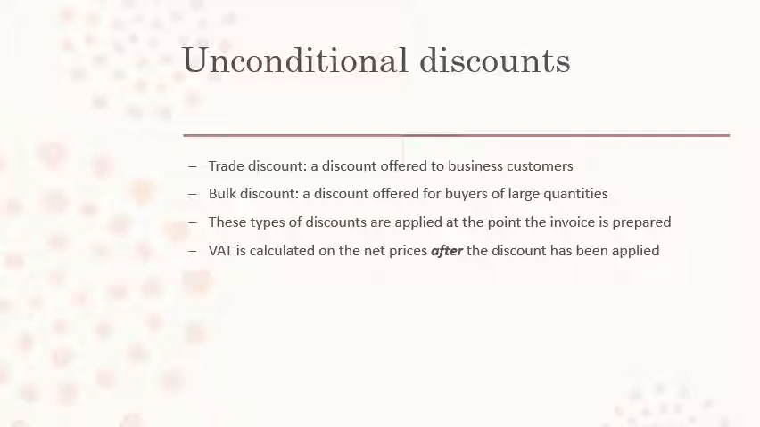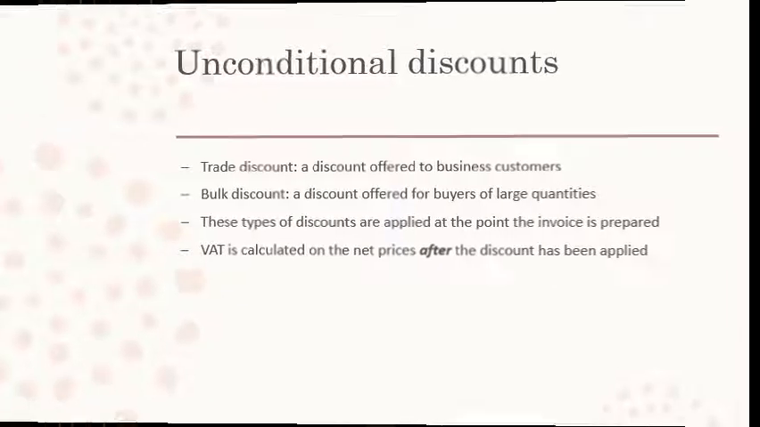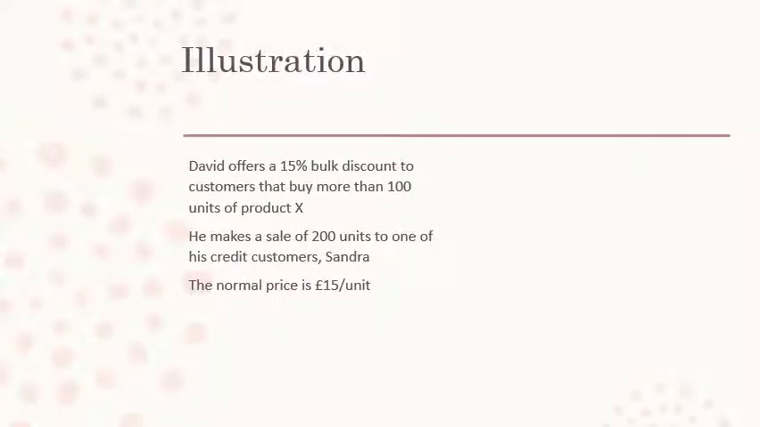So when we calculate VAT on the net prices, we're going to calculate the VAT chargeable after these trade discounts and bulk discounts have already been applied. So let's have a look at a simple illustration of this. We've got David who offers a 15% bulk discount to customers that buy more than, say, 100 units of product X. And David makes a sale of 200 units to one of his credit customers, Sandra. Now, the normal price per unit of product X is £15.